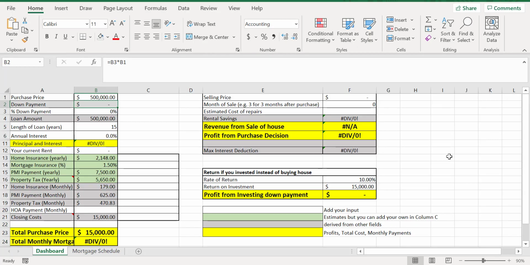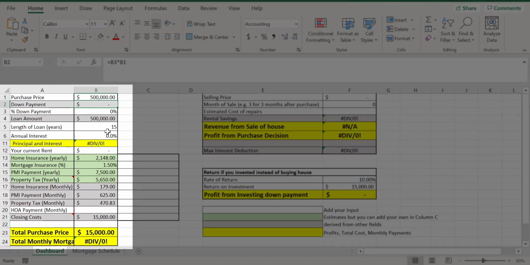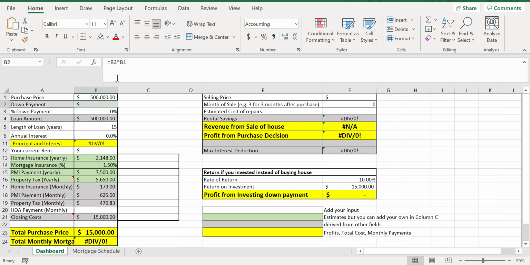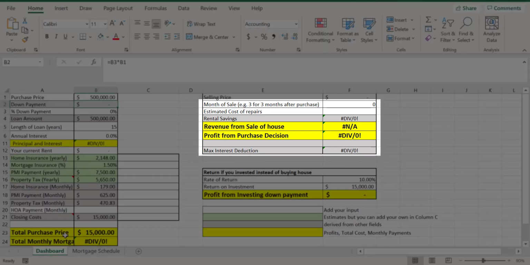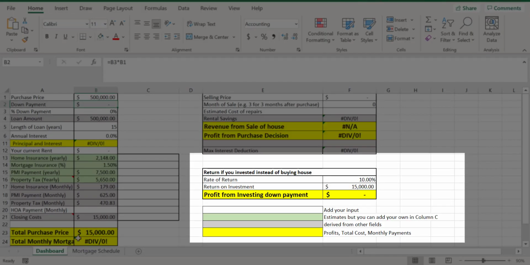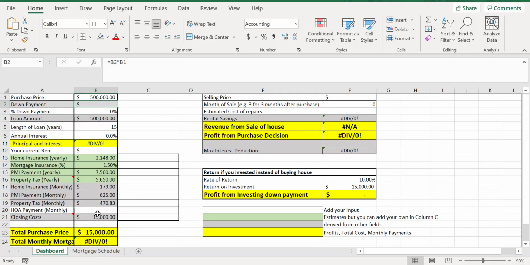So let's turn over to my Excel spreadsheet over here. Just to give you a quick overview of this spreadsheet, there are three sections in this spreadsheet. There's a section for purchasing the home, a section for selling the home, and an investment section that focuses on what would happen if you invested the money that you would have used to buy the home in something else, right? And then we have a legend that explains some of the highlighted fields and what they mean.